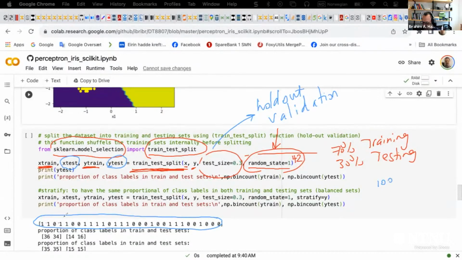Counting them: 1, 2, 3, up to 10, three times. So this one, in fact, is 30 points. Why is it 30 points? Because we selected a test size ratio equal to 0.3, and the total size of my data set was 100. Which means 30 points will be used for testing and 70 points will be used for training.